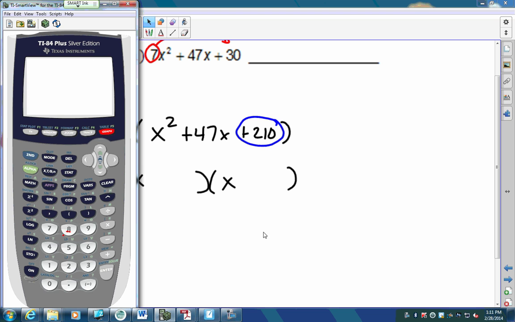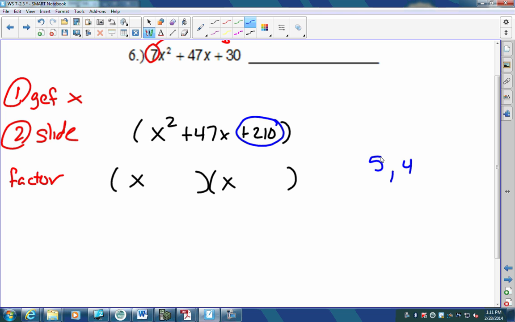Second graph. I'm trying to find the ones that add up together to give me 47. There it is. 5 and 42 give me 47. So my factors are 5 and 42, because 5 times 42 gives me 210. When I add them together, it gives me 47. You know when we did the box, I'm going to talk about why we add in just a second. So I'm going to have x plus 5, and x plus 42.